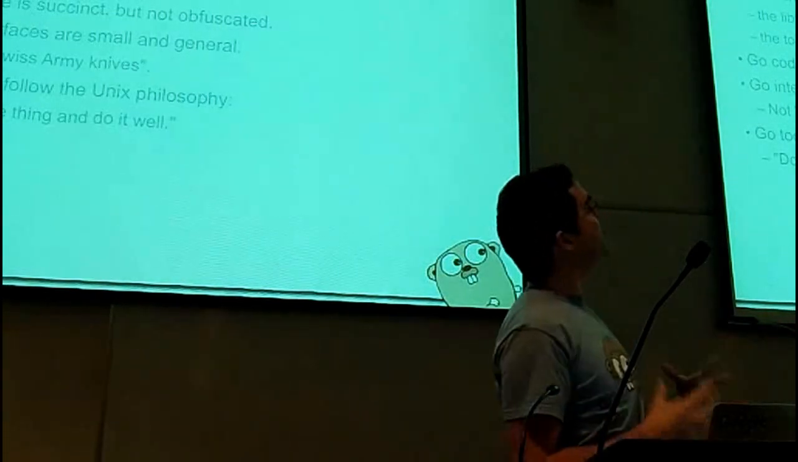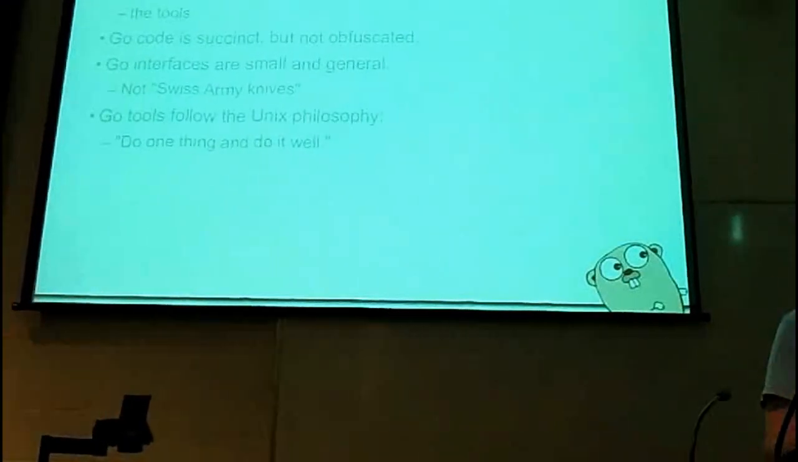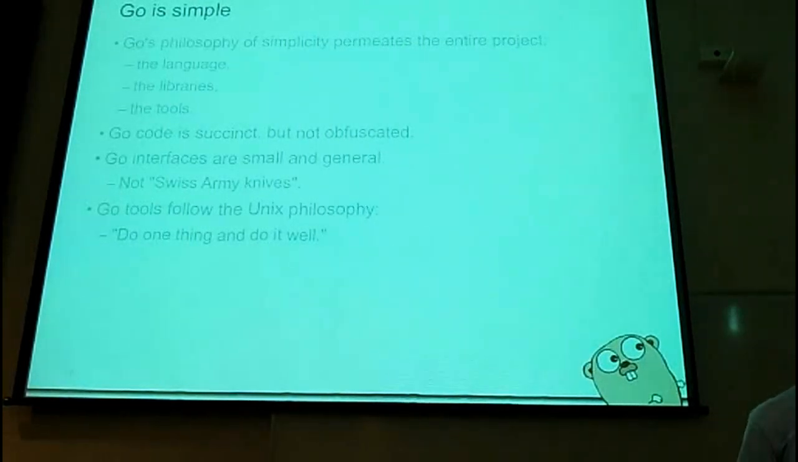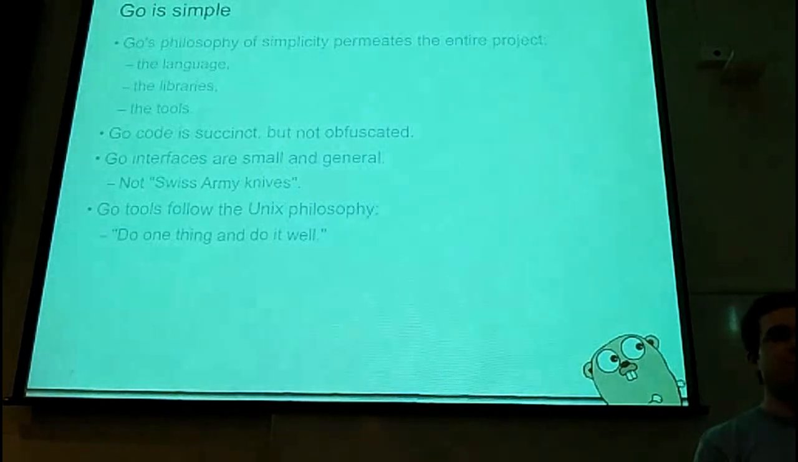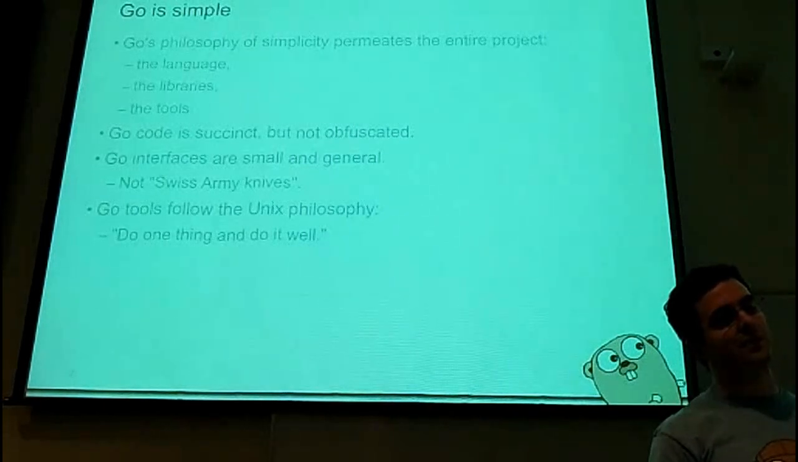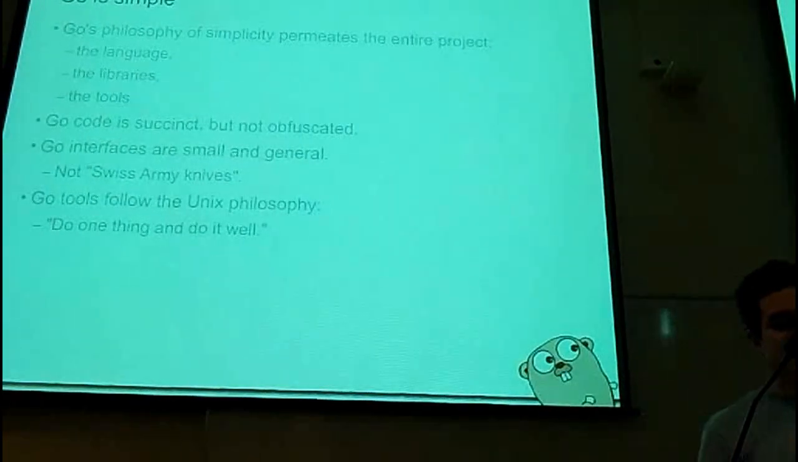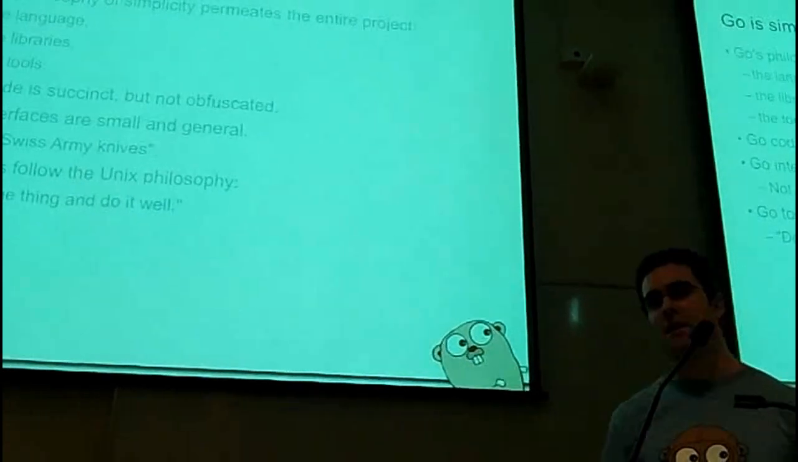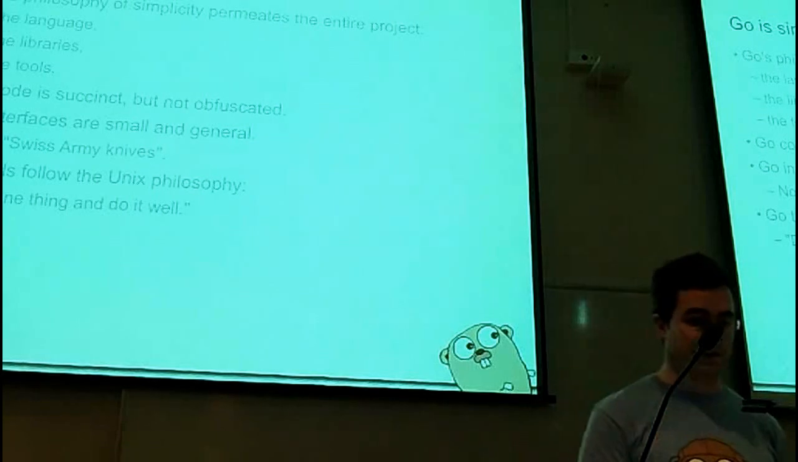The topic of this talk is that Go is simple, and this philosophy of simplicity permeates the language, the libraries, and the tools, and therefore the code that people write in Go. So Go code is succinct. It's not overly wordy, but it's not obfuscated. It doesn't let you cram a whole lot of functionality into one line. So you sometimes tend to write more code in Go than you would to do the same thing in Python or Perl. But the readability benefit is the trade-off there.